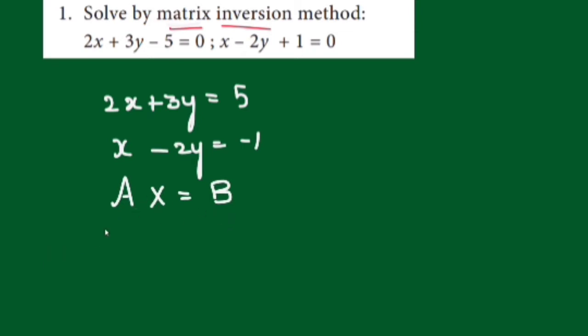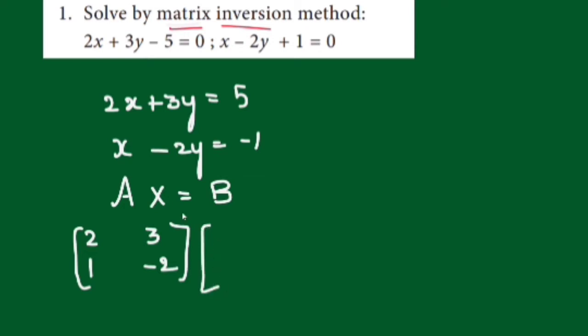What is A? A is the coefficients. What are the coefficients here? 2, 3, 1, minus 2. The coefficients of x and y. See, 2, 3, and for x there is nothing there, so you have to put 1. So 1, and the y coefficient is minus 2.